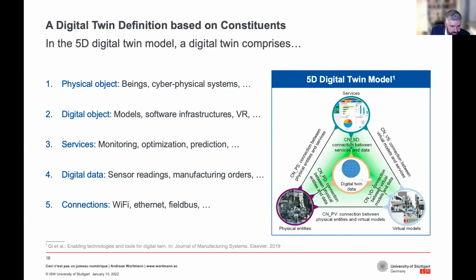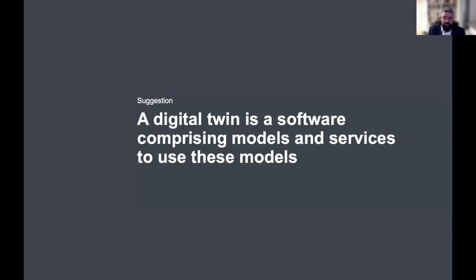There's a question by Steffen: a twin of what? Yes, that's a good point. Here I just wrote nothing, and I would say of a system. This is missing. And by a software, I mean it's software. And it could be an information system that uses models.